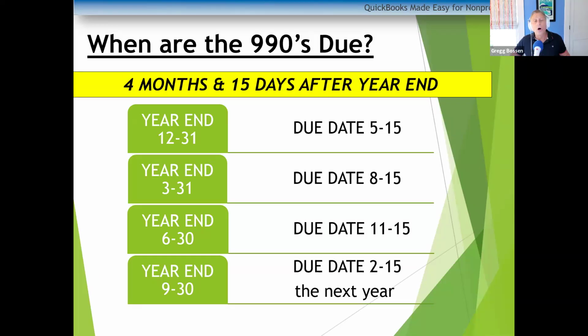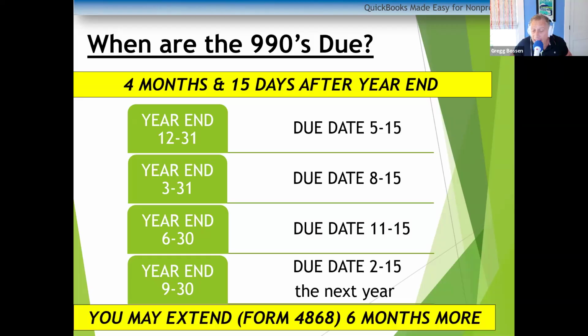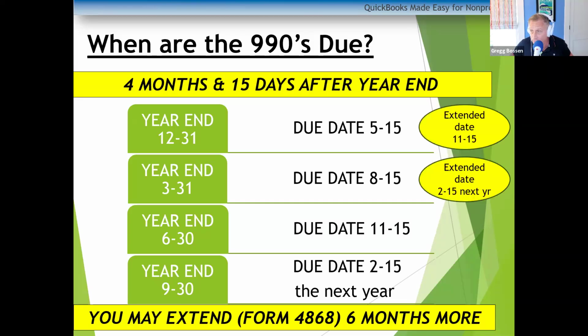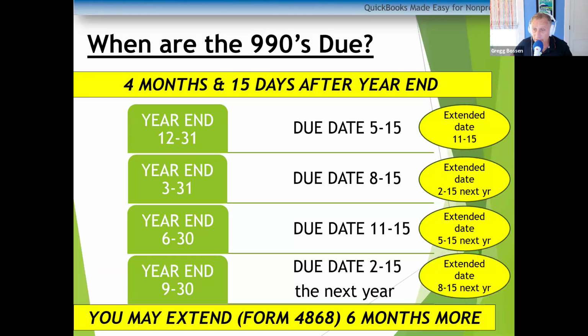Okay. Now, you can automatically extend your tax return for 6 more months using a Form 4868. It's an automatic extension. And so if you extend your December 31 return, you can extend it to November 15th, 2/15 of the next year for 3/31, 5/15 of the next year for June 30 year ends, and for 9/30 it's 8/15. So you've got a total of 10 months and 15 days to do the return. Okay. All right. Let's see.